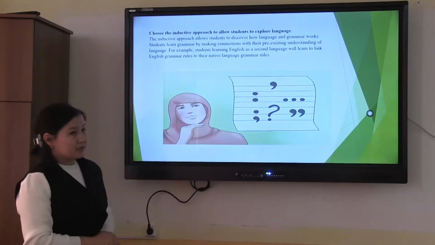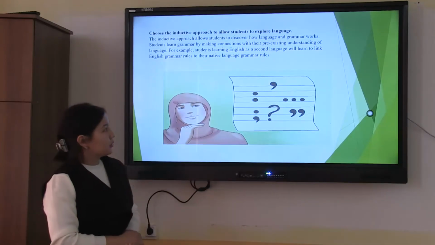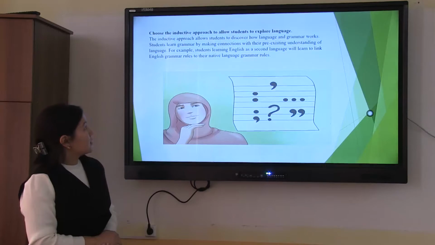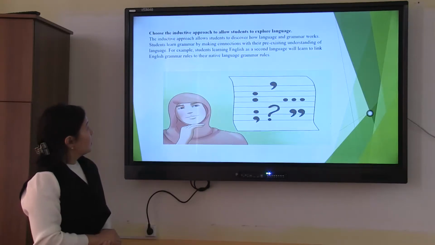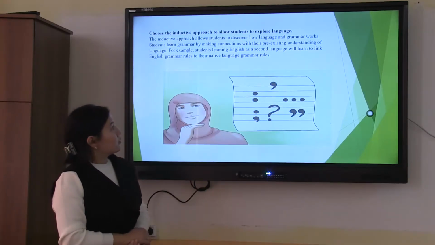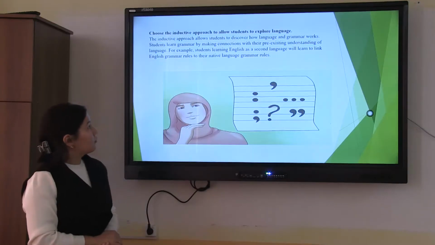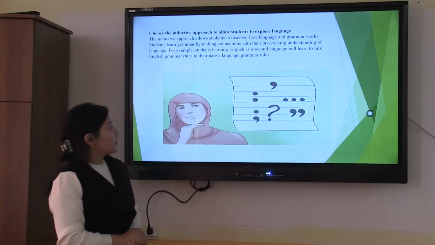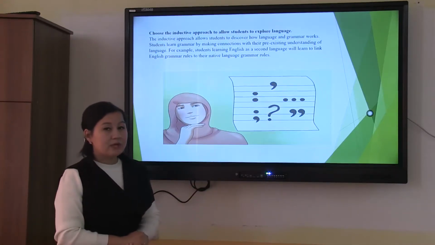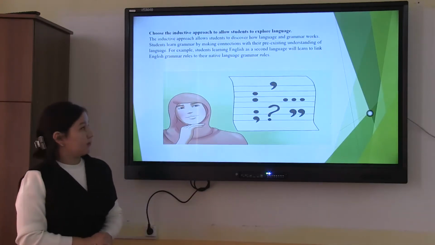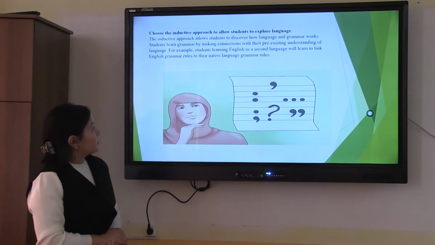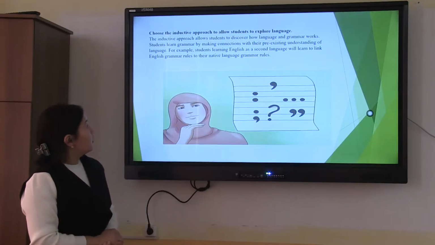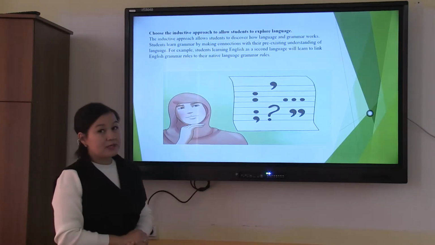The approach is inductive. It is contradictory to the previous approach, the deductive approach. The inductive approach allows students to discover how language and grammar work. Students learn grammar by making connections with their background knowledge of grammar rules. For example, students learning English as a second language will learn to link English grammar rules to their native languages.